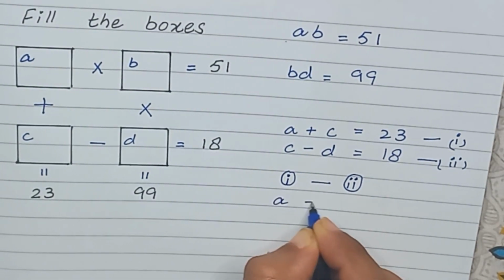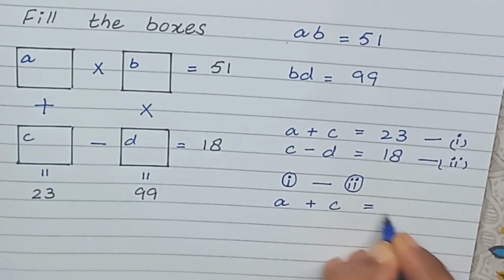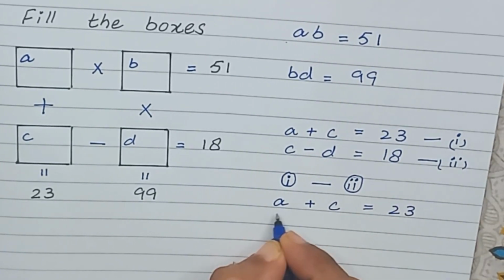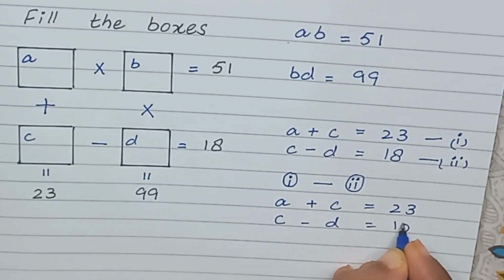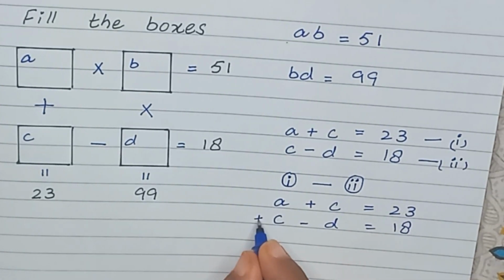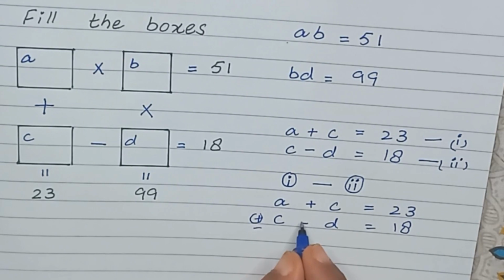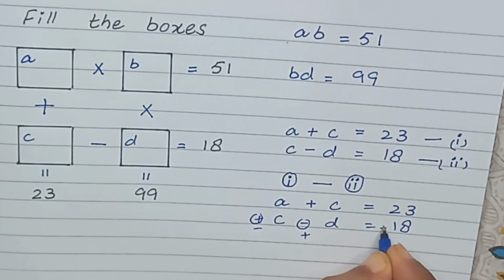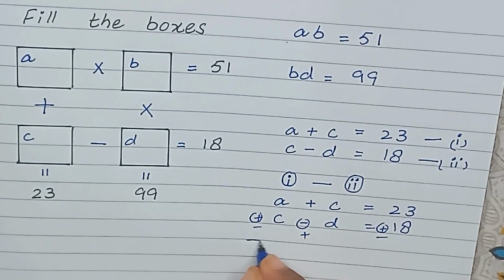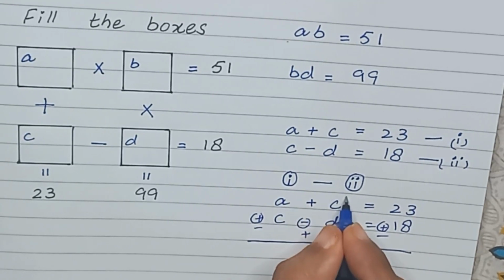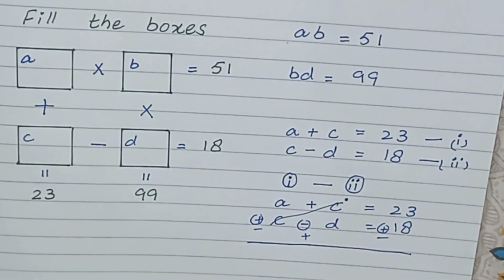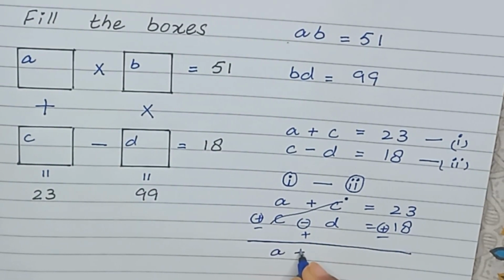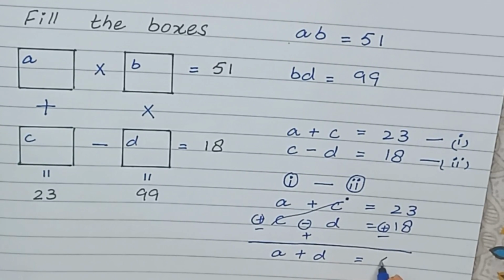So it will become A plus C is equal to 23 and C minus D is equal to 18. Now we'll change the sign of the lower equation, so positive will change into negative. From here, positive C and negative C will be cancelled out and we have remaining A plus D is equal to 5.